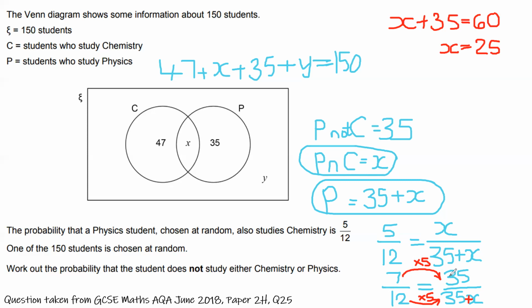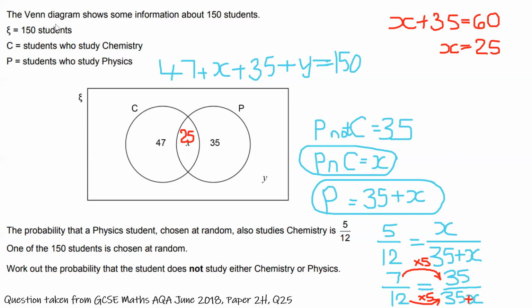So yeah, we understand that we need to times this one by 5 to get 35, and this one by 5, which then gives us 60 equals x plus 35. We can then work out what x is. So we now know that the students in this bracket here equals 25.